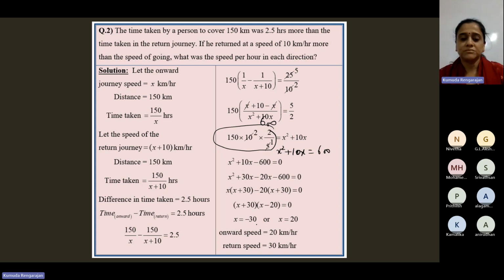Split the middle term. Minus 30, 20, not possible. So x is 20. So this 20 plus 10 is 30. Onward is 20, return is 30.